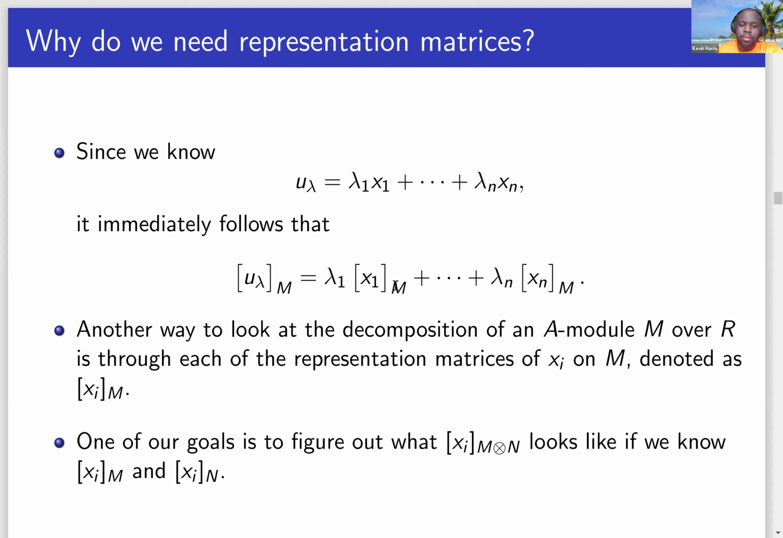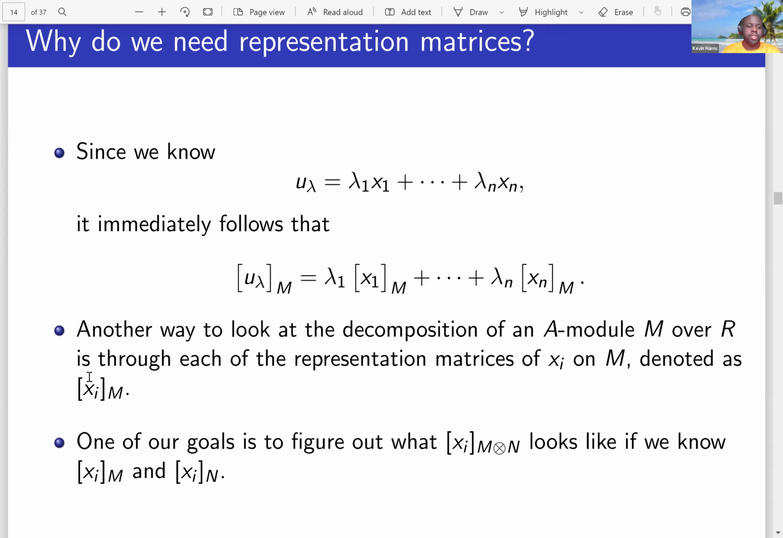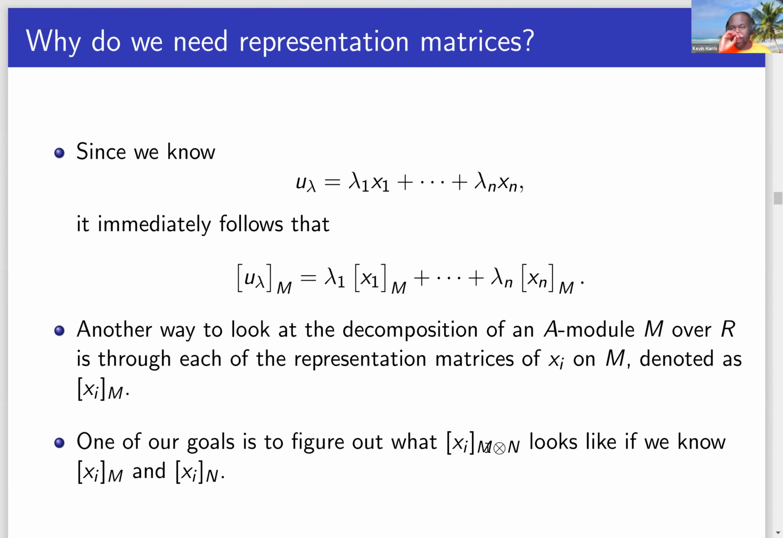And so one of the ways you can go about breaking this down is to look at each of the representation matrices for x sub I on M. And we just denote them as x sub I with the M down here. One of the things we want to look at is, if we know what x sub I over M looks like and x sub I over N looks like, then what does x sub I over their tensor product look like?